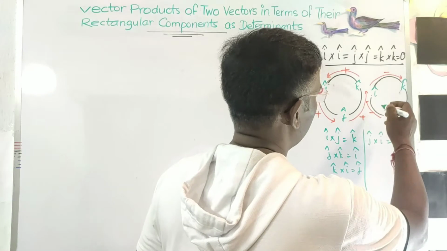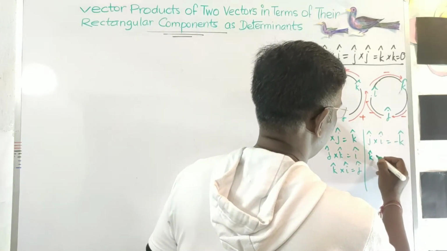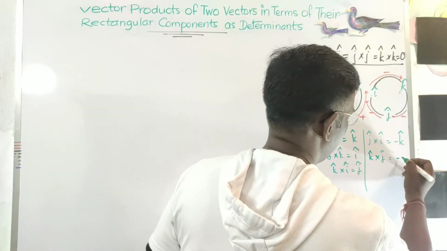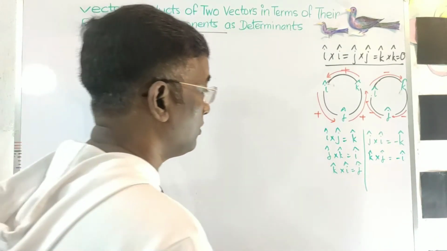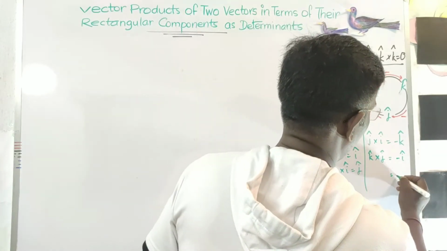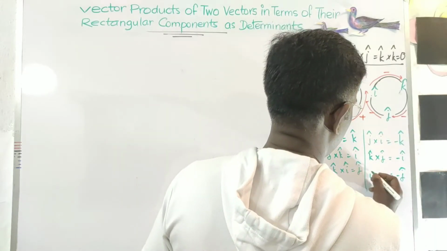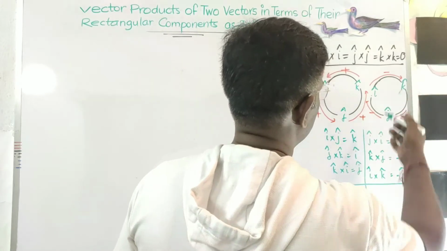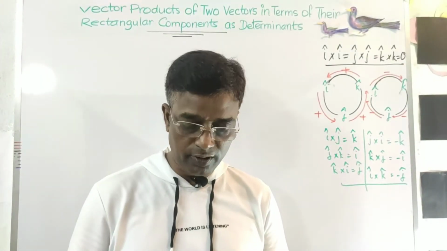Now here similarly, k cross j also. If you go k cross j, again you get i but minus because you are proceeding in clockwise direction. And similarly we have got minus j. It has to be minus j: i cross k is minus j. This knowledge is very much essential if you want to proceed further.